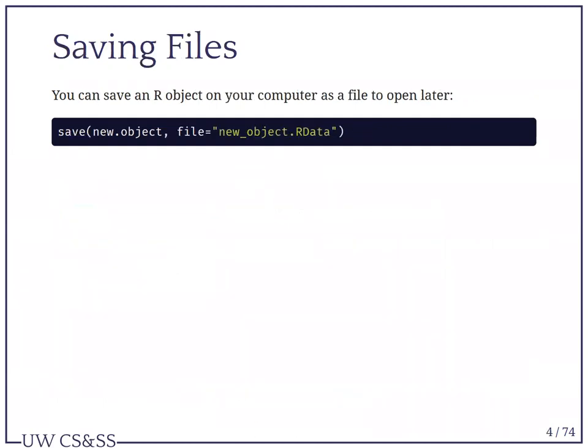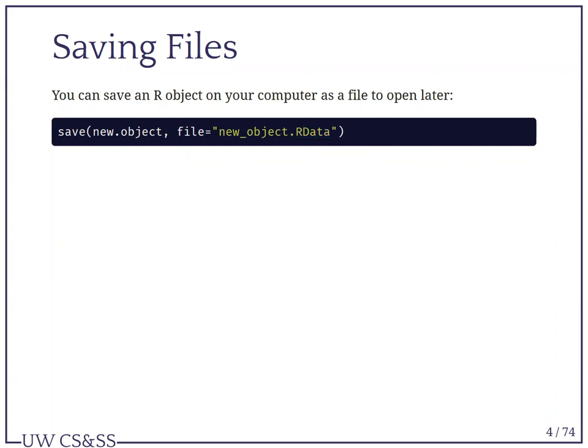Okay, great. The next thing is saving files. You can save an R object on your computer as a file to open later. So any sort of object you made into your environment, you can save to your computer using the save function. And it'll have this sort of syntax. It'll say save the object that you wish to save, and then the path where you want to save it. And you have to specify the file extension. So it's going to be a .RData file if you want to save just one object in this manner.